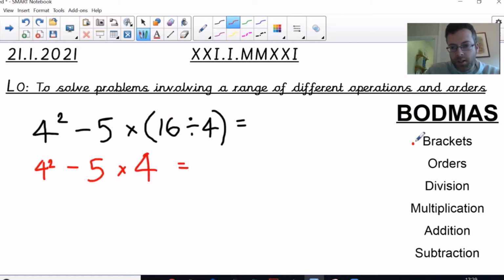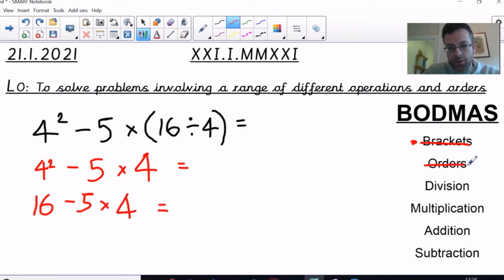Then I've done my brackets. Then I look at any orders, which is things squared. And there's this 4 squared, which is 4 times 4. So 16. I'm not worrying about anything else yet. I'm just doing one thing at a time. One thing at a time.